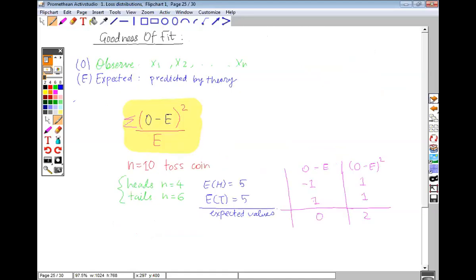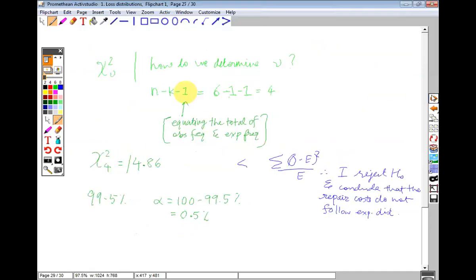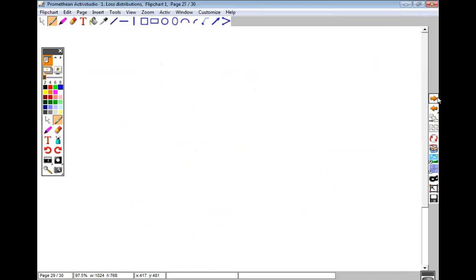So then we had a look at goodness of fit, and we actually derived what formula we should use, and then an example where we learned about the value and what it says, and the degrees of freedom and how you figure out the degrees of freedom for the sum that you're given.